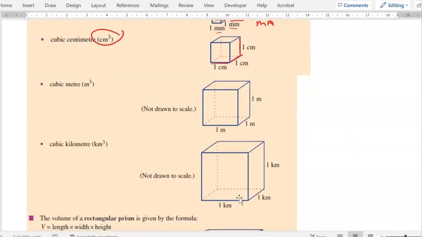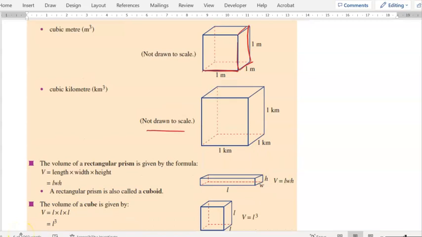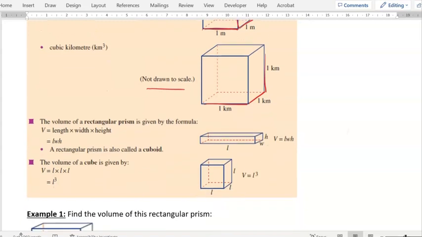If you go and buy mulch, which I need to do, you'll get it in meters or half meters. So I'm going to get a cubic meter of mulch, which is the same amount as 1 meter by 1 meter to the height of 1 meter. Fascinating. And a cubic kilometer, definitely not drawn to scale. 1 kilometer by 1 kilometer by the height or depth of 1 kilometer gives you a cubic kilometer.